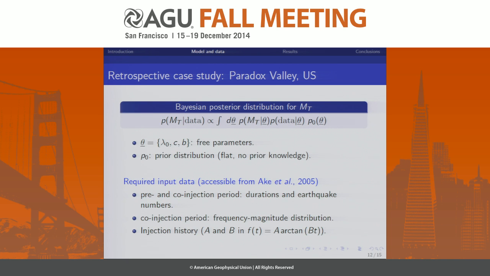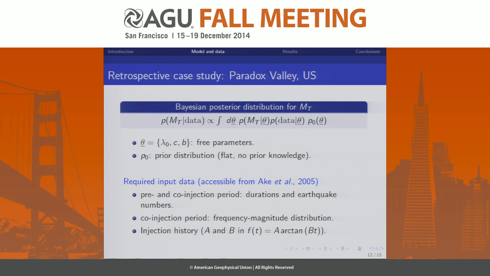So some words about the Bayesian inversion technique. Bayes' theorem includes 3 parts. For the unknown parameters, we need to have prior distributions. Then we have a likelihood, which includes the data, so the earthquake catalog. And we end up with a Bayesian posterior distribution, which is a probability distribution for this quantity MT given the data. So we have here 3 free parameters.